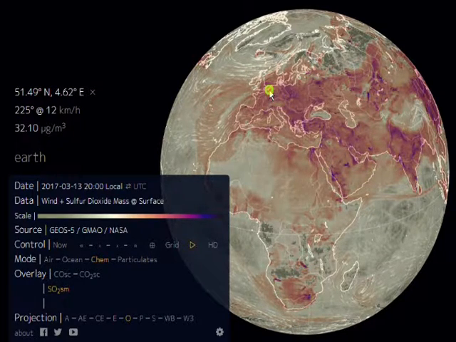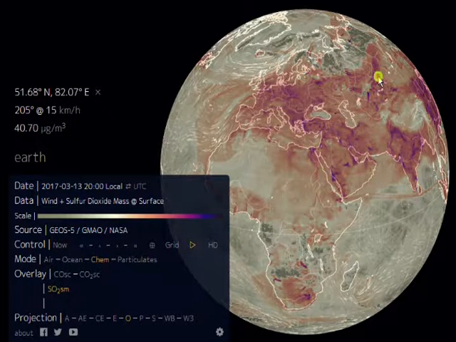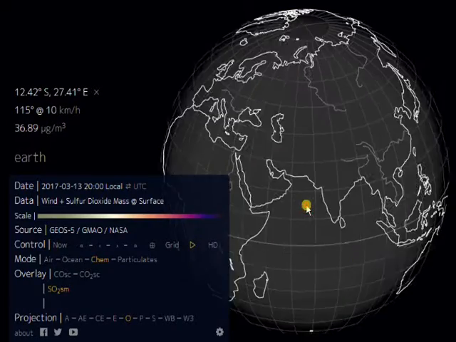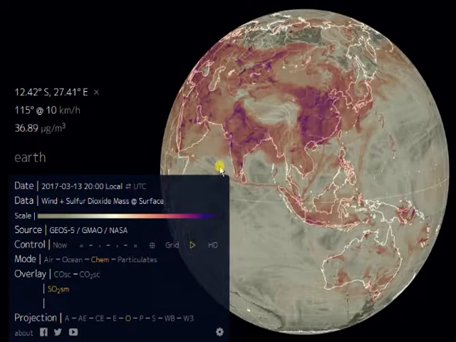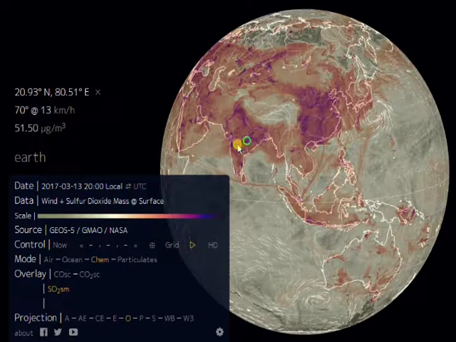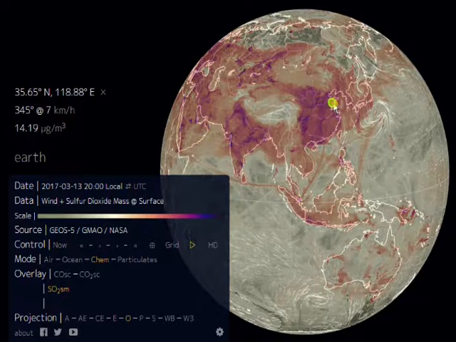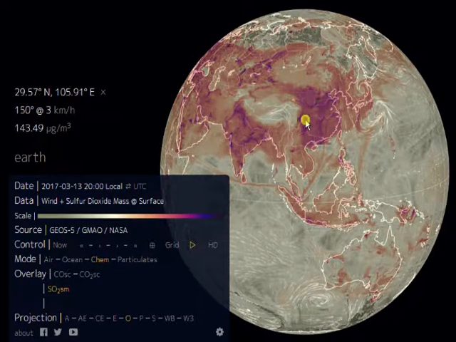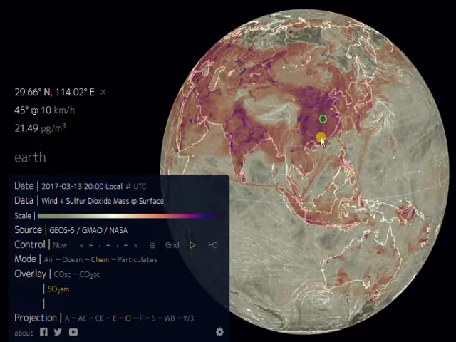Here's Holland, 32. Some other places in Russia, 181. I don't know what's going on in any of these places. And some of these places down in Africa sort of make me wonder, what are they doing down there? And then we come over here to what most people think of as Asia. And we have the Indian subcontinent, 75, 51, 86. And then we go to China. And that was not a good spot. 27, 35, 143. 49. So even China doesn't seem to be burning as much coal as Russia.